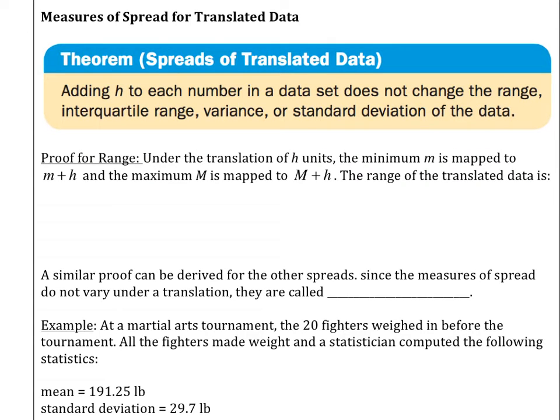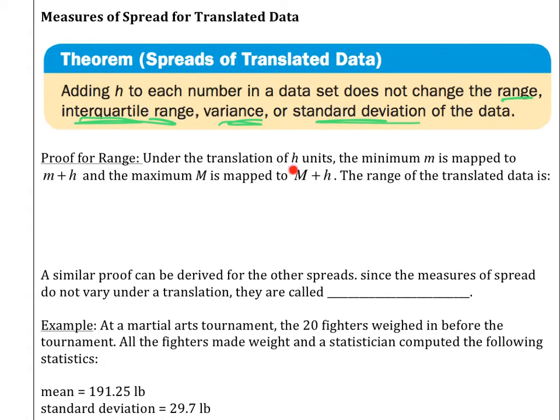So this brings us to our next theorem, which we're going to prove one of them, and this one is micro-mini. All right, so adding h to each number in a data set, just like we did before, does not change the range or the interquartile range, the variance or standard deviation of the data. So we're just going to look at one of these proofs and consider that.